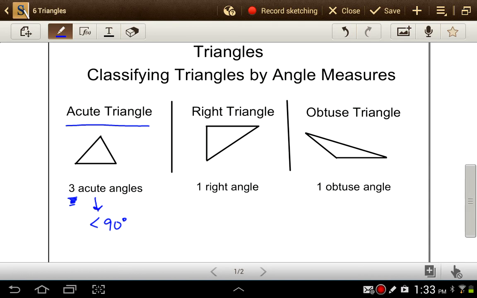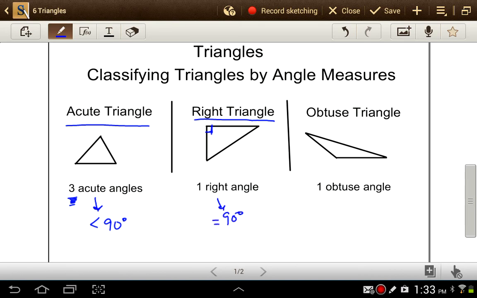Our second triangle is a right triangle. A right triangle has one right angle in it. You can't have more than one right angle. If you had two right angles, there's your 180 degrees, and you have no degrees left for your third angle. So a right triangle has one right angle, and notice the other two angles are acute angles, and they always will be. You have one right angle, that makes it a right triangle. Remember, right, guys, is exactly 90 degrees.